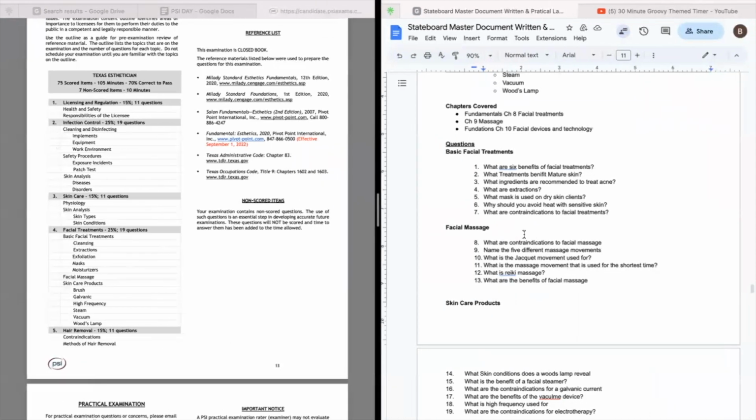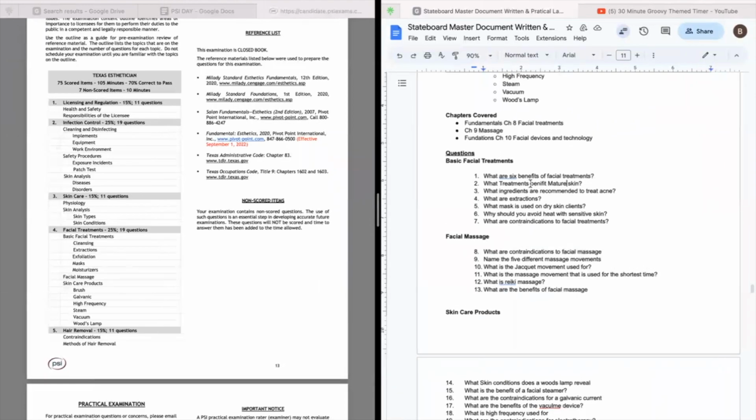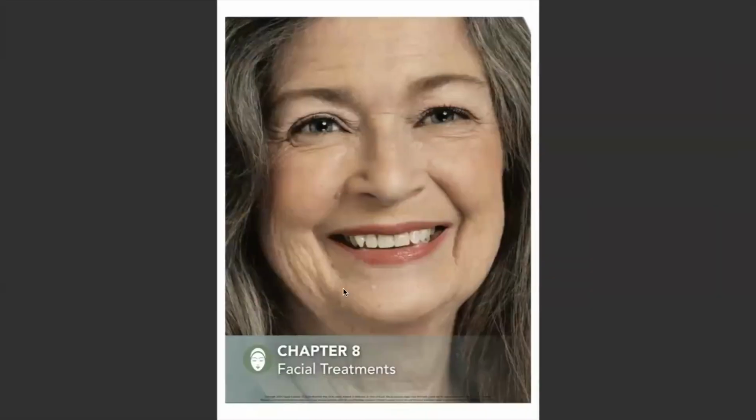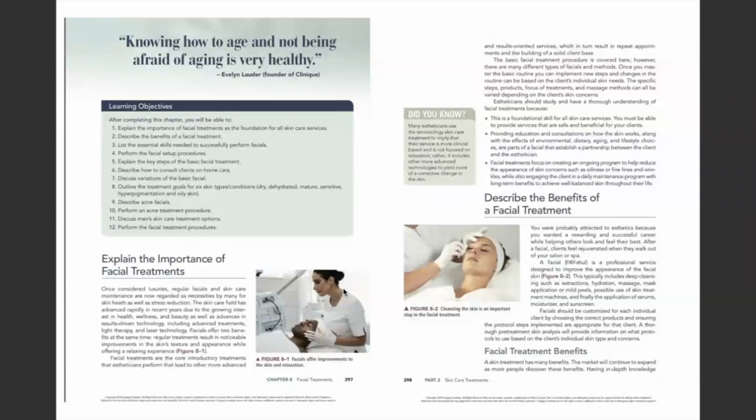So let's do the facial treatments chapter first. So we are going to go to chapter 8. And we've got it pulled up. So right off the bat, importance of a facial, you're going to want to know that. Benefits of a facial treatment.